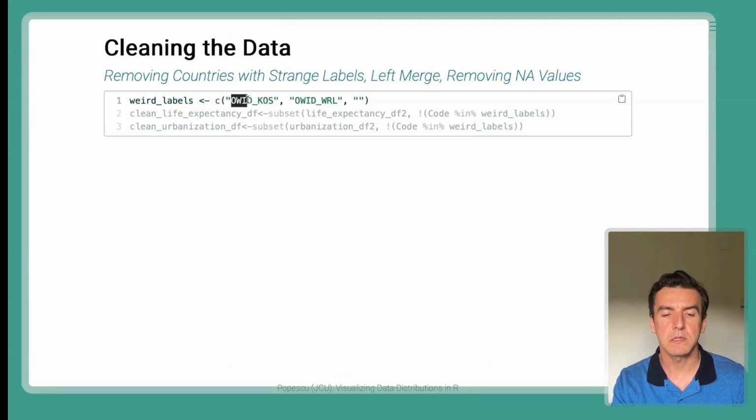In addition, there might also be some countries that are not fully recognized by the UN. So that's why they have longer titles or longer country codes. So this is what we're doing in the next step. We're trying to eliminate them, get rid of them. And then we're doing the same thing for urbanization.